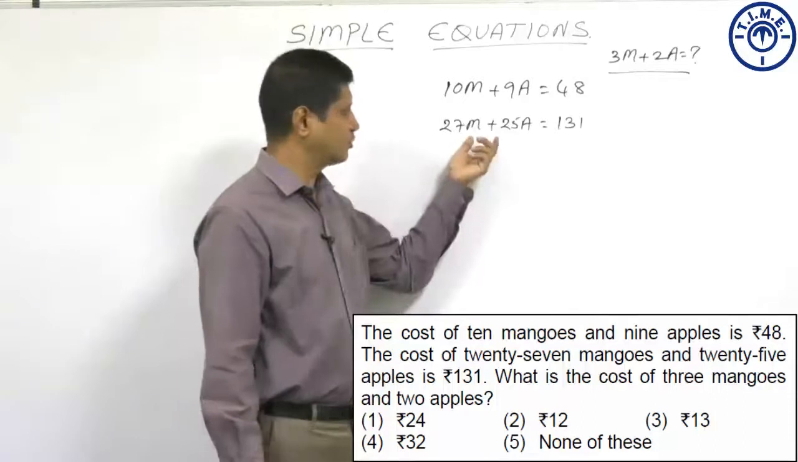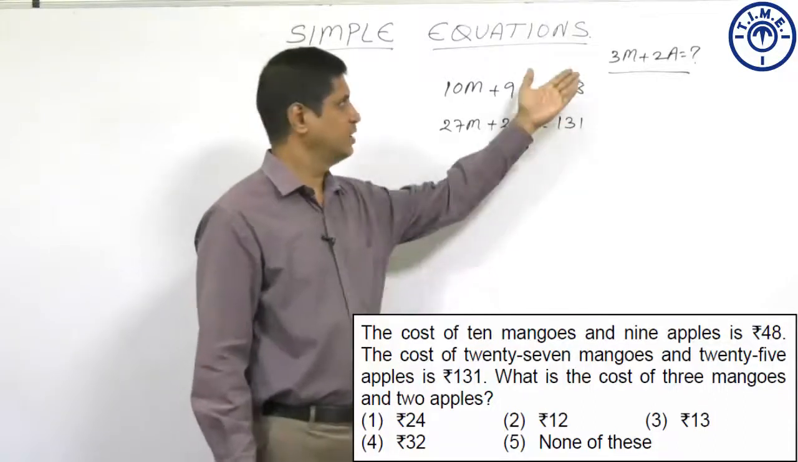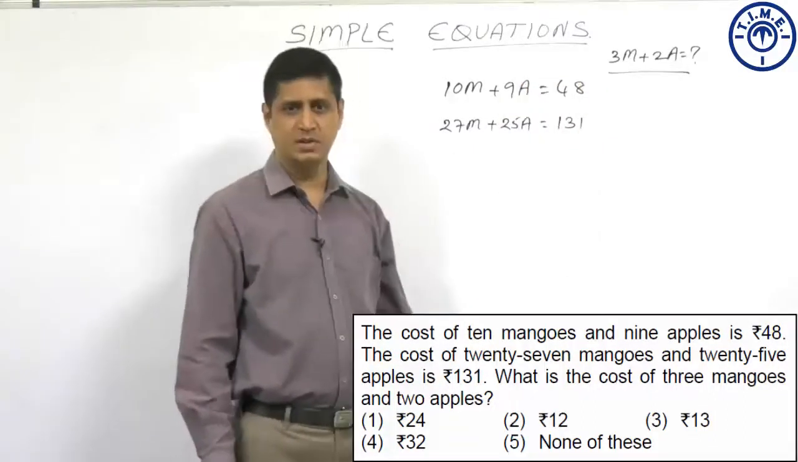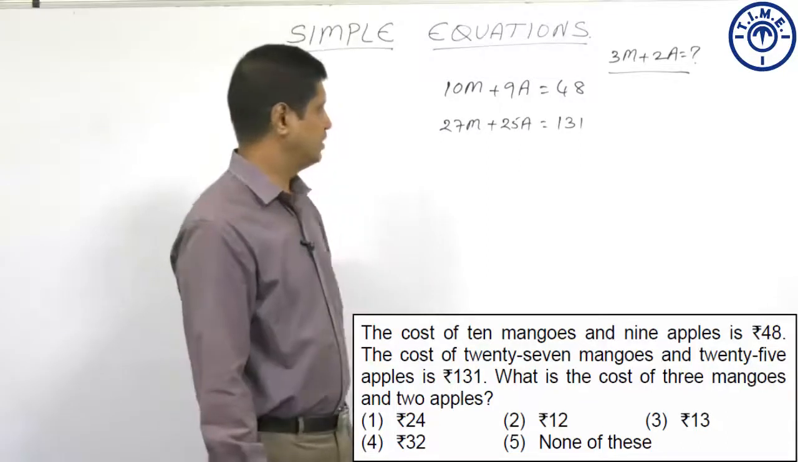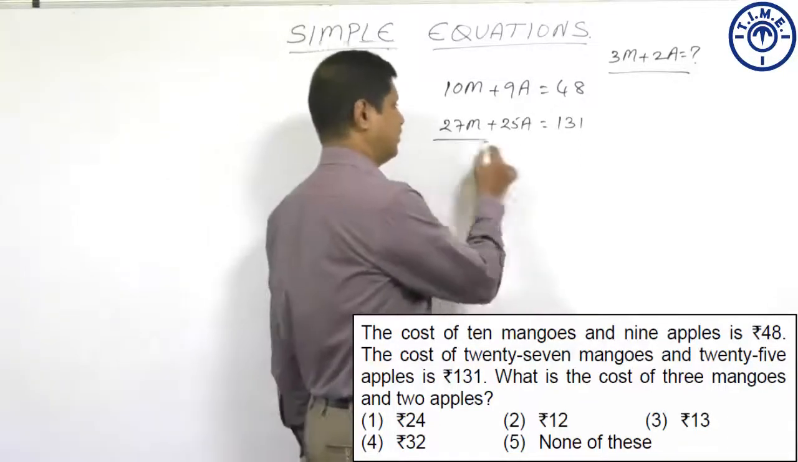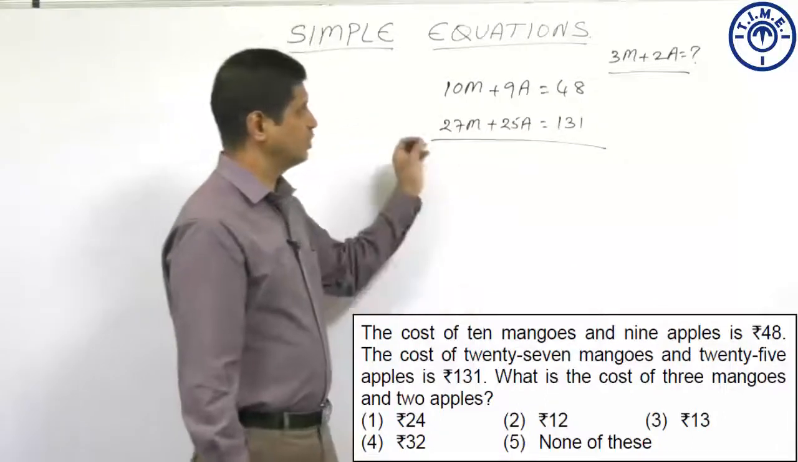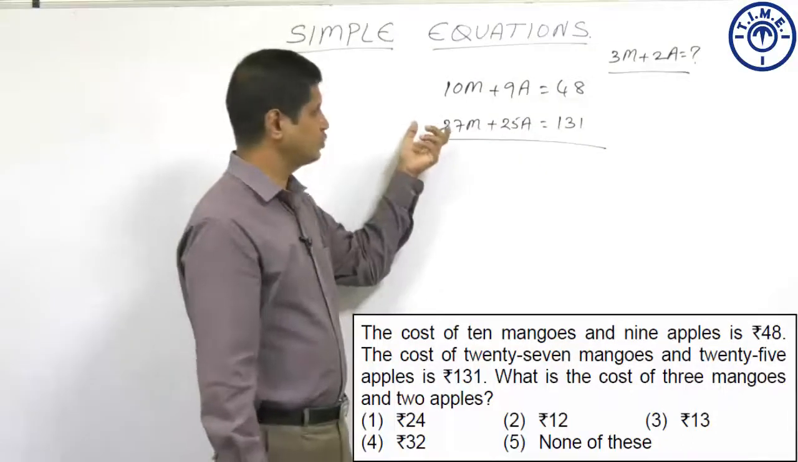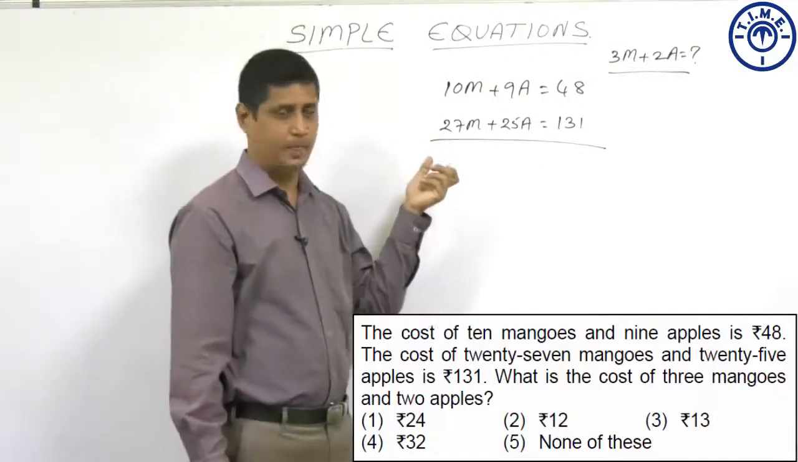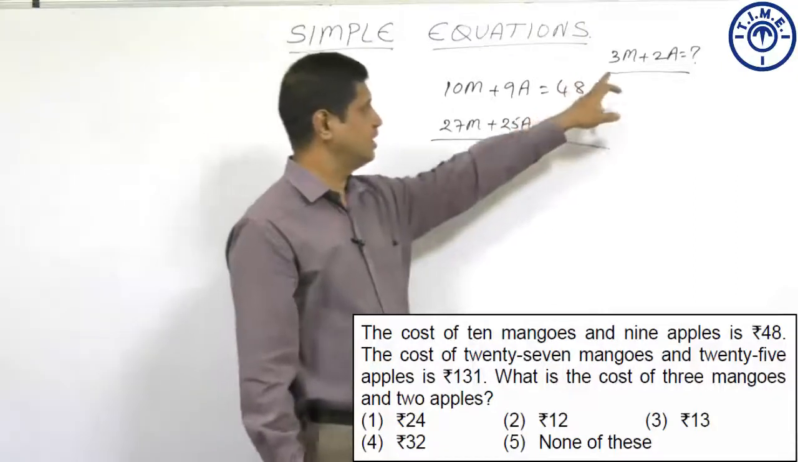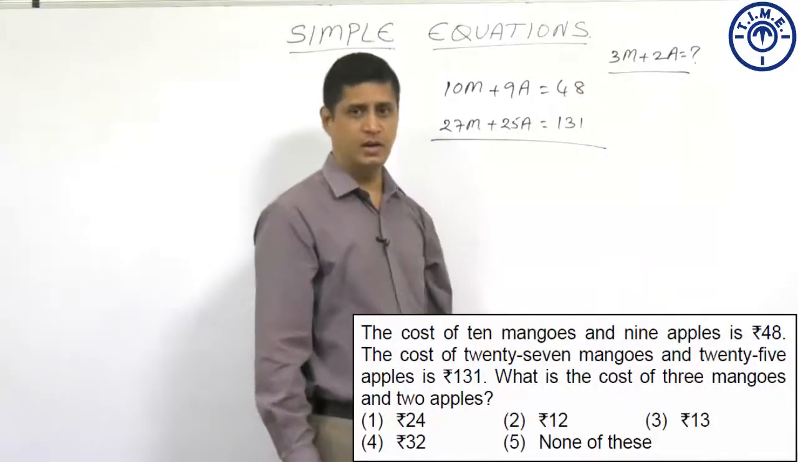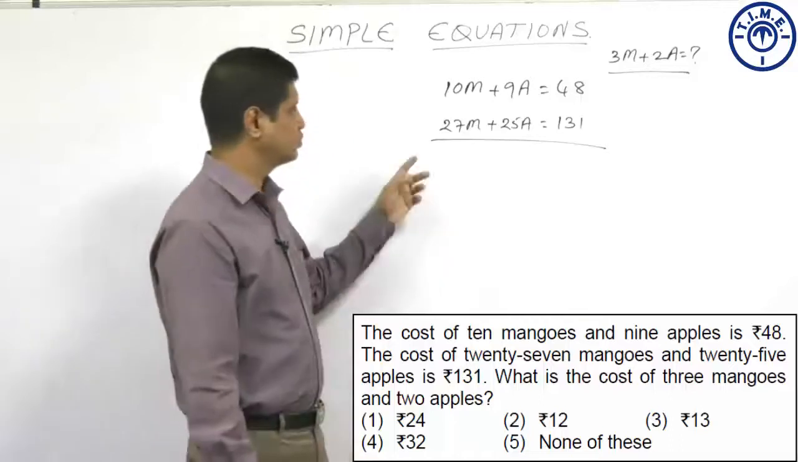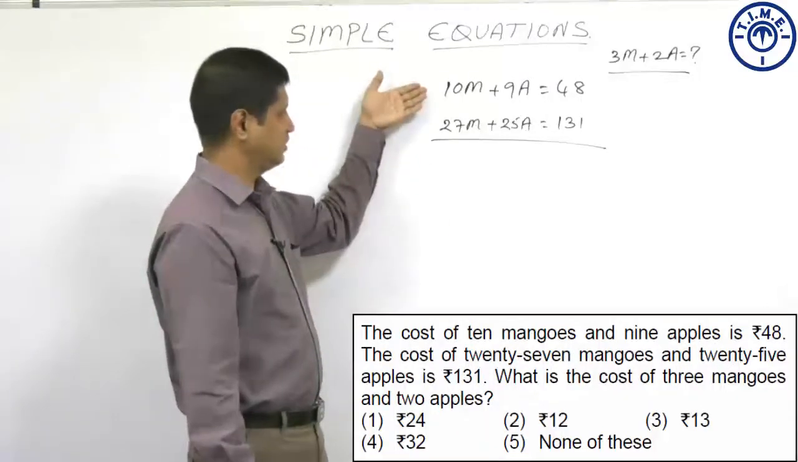After finding the values of mango and apple, we can find 3 mangoes and 2 apples. It is one of the discussions. Now what is the other one? The second one, alternate method logic here. If you observe these two equations carefully, now what to find? 3m and 2a. How to get 3m and 2a from these two equations means just observe the first equation.